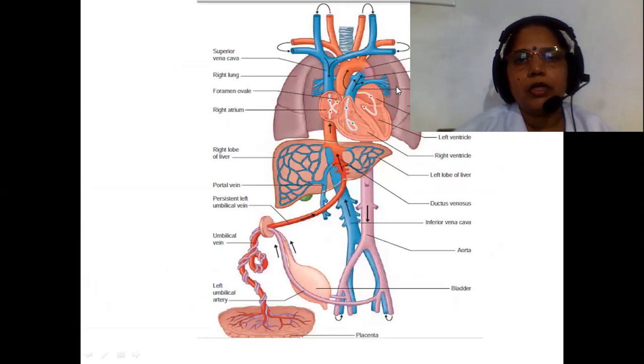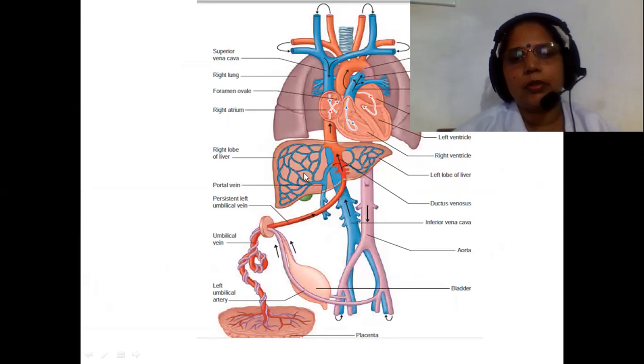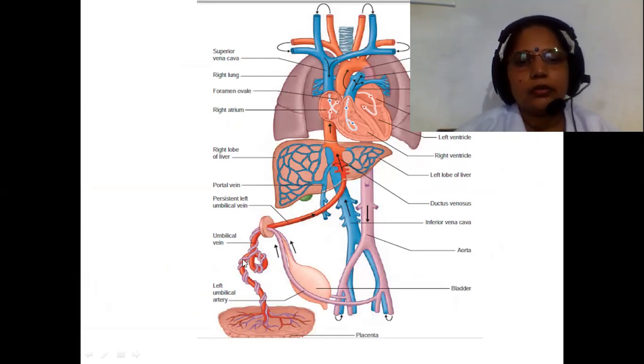So this is the circulation of the blood. Now, this circulation of the blood is related to the fetus also. So this is the umbilical vein and umbilical artery. Here you can see this umbilical vein. It is persistent, that is, continuous. This umbilical vein persists as the left umbilical vein. You can see it very clearly here.